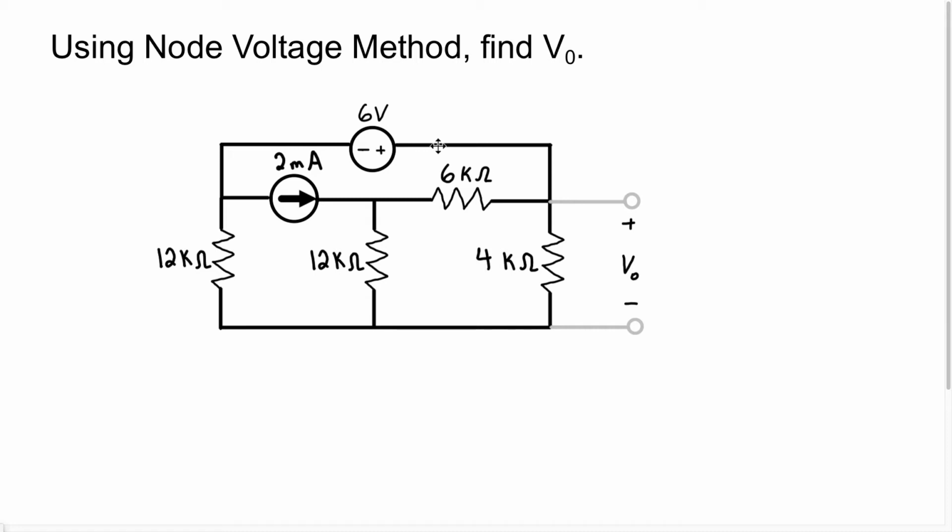In this video, we're going to use the node voltage method to find the voltage VO, which is the voltage across this 4K resistor. Now we know because we're going to be using the node voltage method, we want to identify all of our essential nodes.